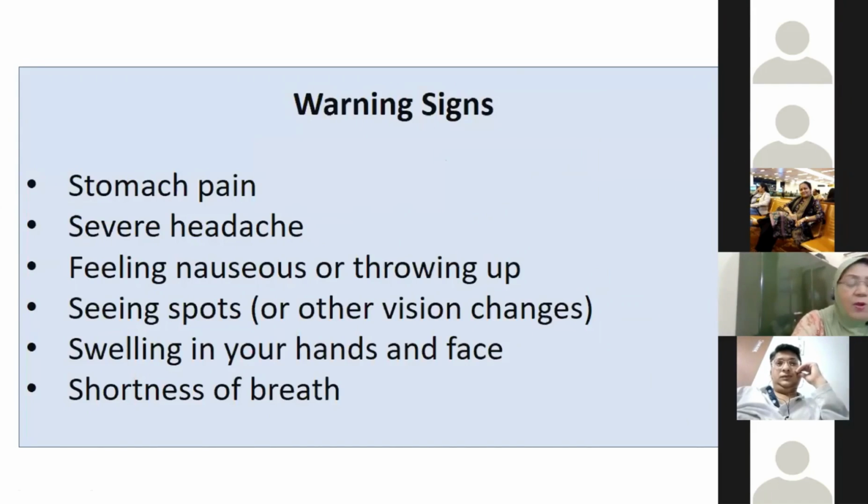Okay, so you also have to advise her about the warning symptoms and signs of hypertension. Persistent pain, severe headache, feeling nauseous or vomiting. Then there is blurring of vision, swelling in your hands and face, and shortness of breath. Next, please.